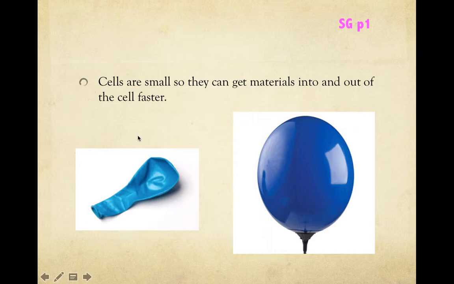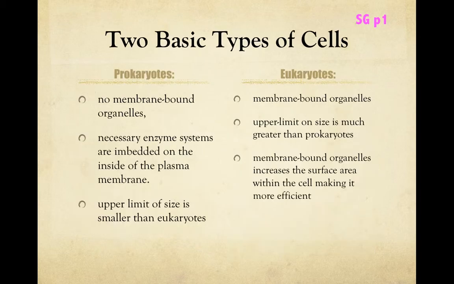So that's why cells are small. It's so that they can get materials in and out of the cell faster, because guess what? Their lives do depend upon it. It's not a game for them. They want to be as efficient as possible so they can get their resources in and their resources out.